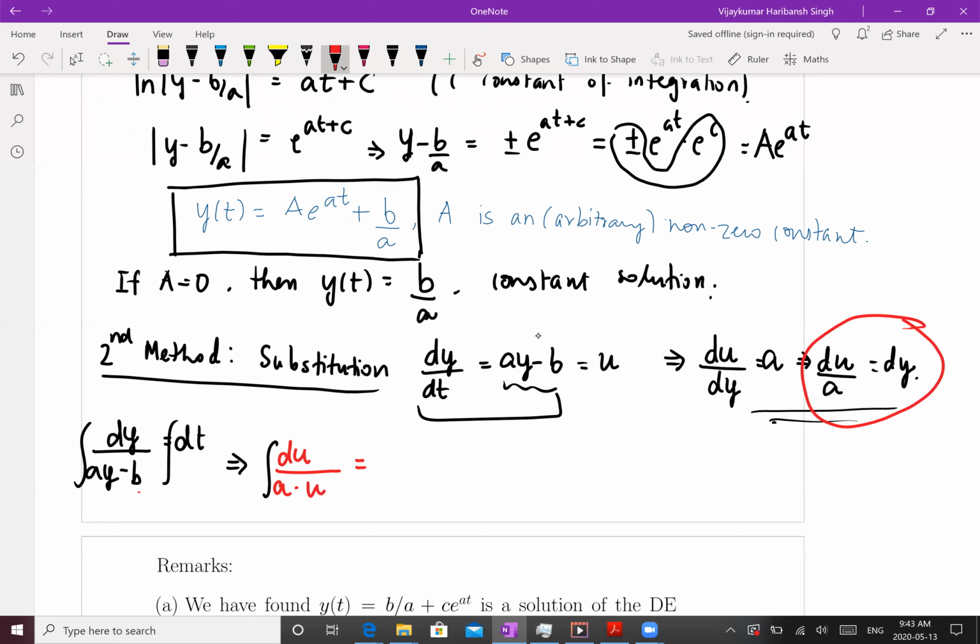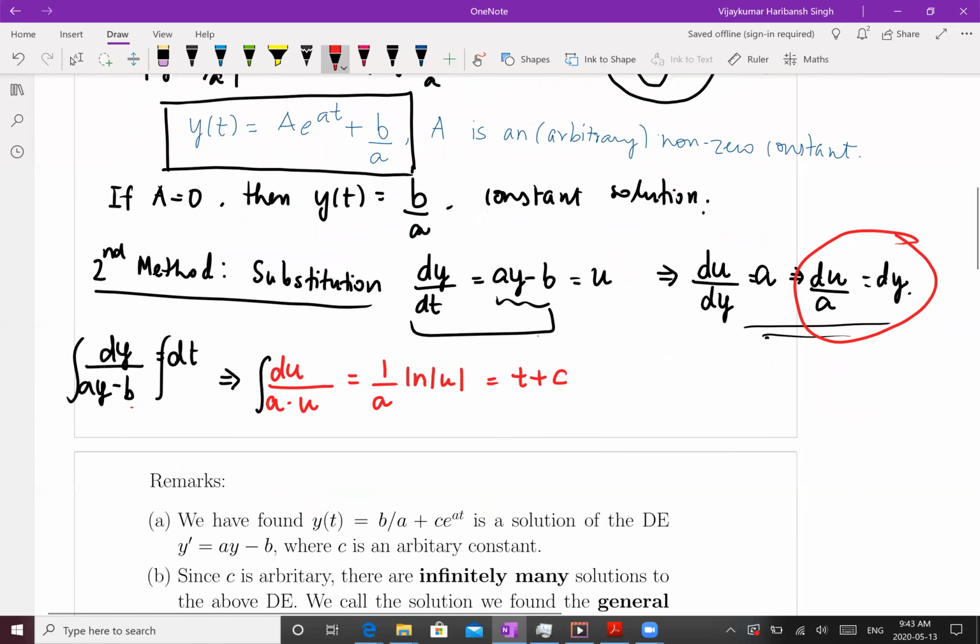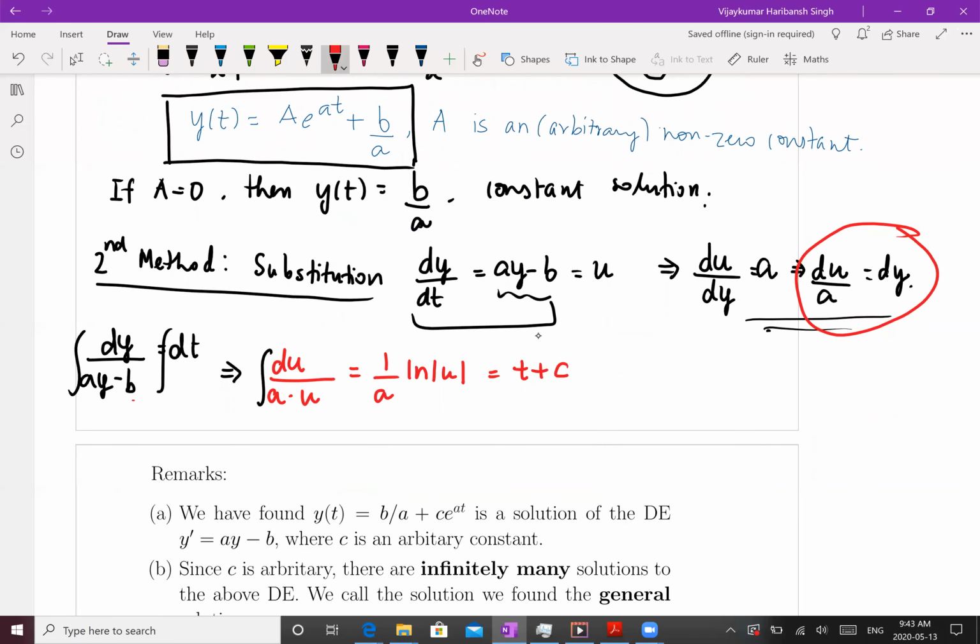And this is the same as 1 by a ln of absolute value of u equals the integral on the other side, t, plus some constant c. You'll say, why don't we add a constant on both sides? You can add a constant on both sides, and then you can move that around, right? So then you have c1 plus c2, and then you can move that constant on this side, right? So we get this.